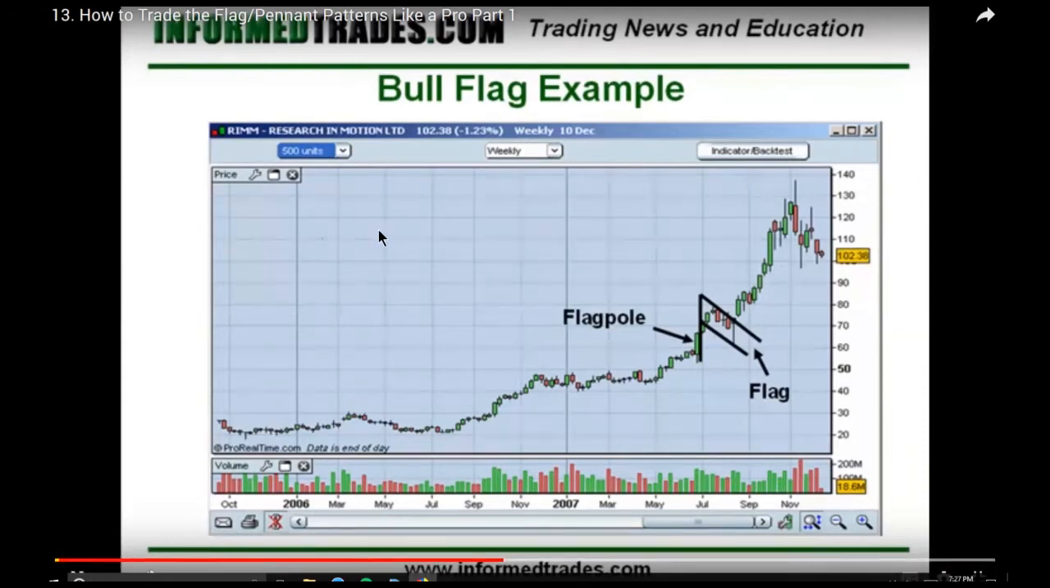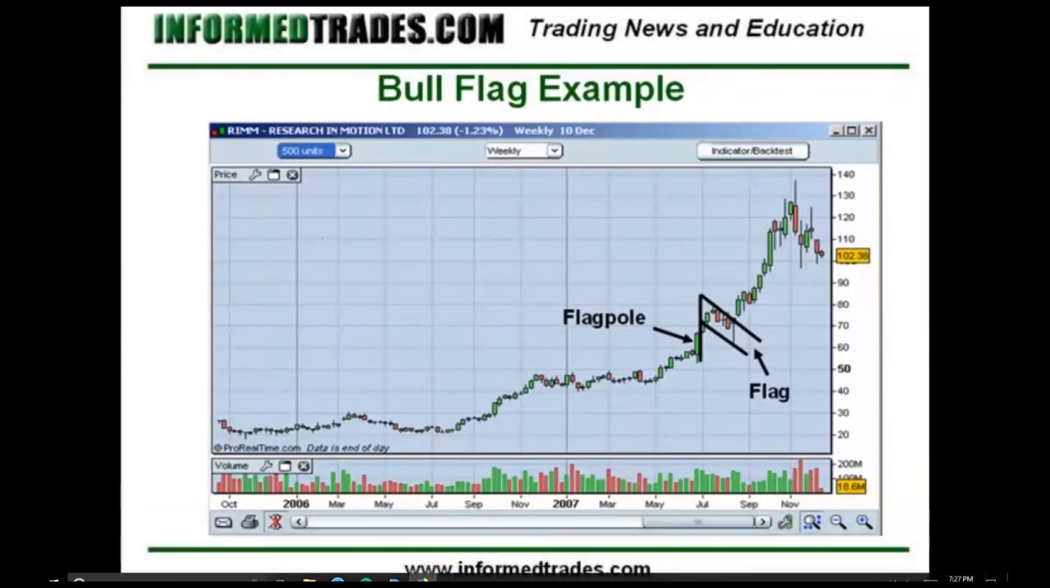Because this flag pattern occurred in an uptrend, and it was after a big jump upwards in the market, it is a bull flag.